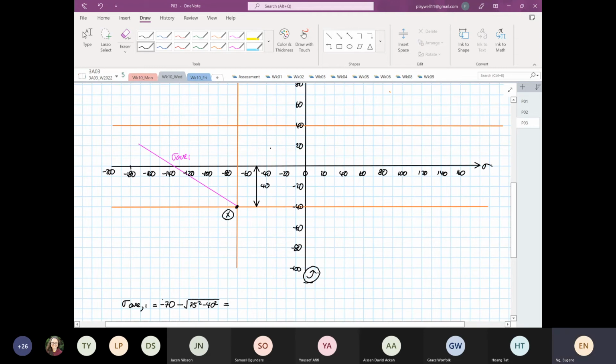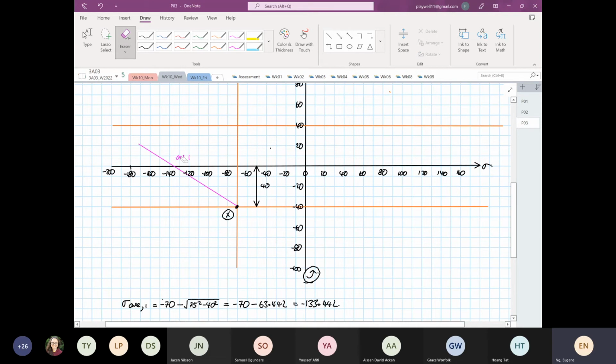So this will be equal to, my calculator, got it. So this is equal to 75 squared minus 40 squared, square root the whole thing. So minus 70 minus 63.442. So it's equal to minus 70 minus 63.442 is equal to minus 133.442. Okay, so I'm going to, wow, my eyeball is pretty good, my first guess, right?